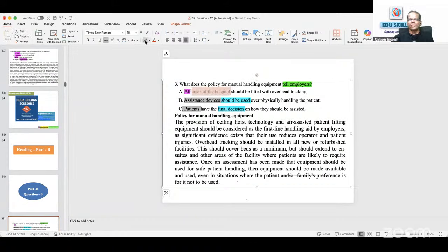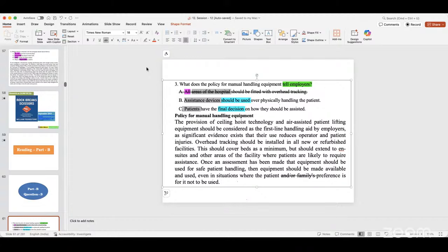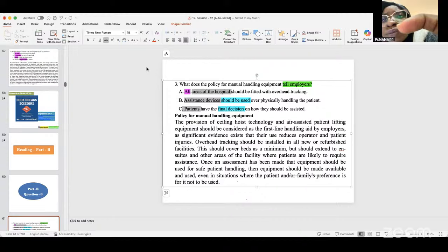Subject, concept. The question is asking, what does the policy for manual handling equipment tell the employers? One speaks about all areas of the hospital. The second one speaks about assistant devices. Third one speaks about patients. So normally the heading, policy for manual handling equipment, means assistant devices. If you have that idea, you know what the answer is.